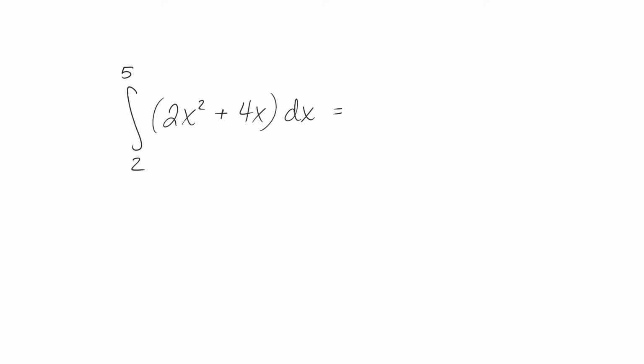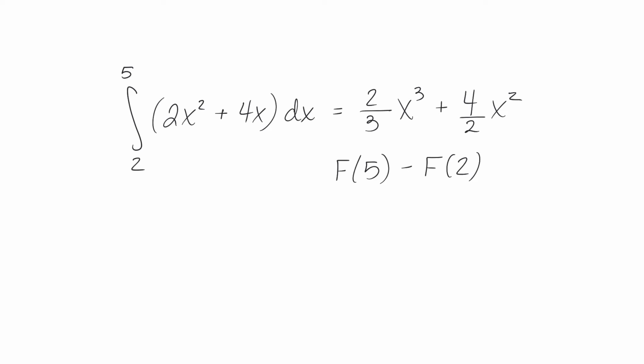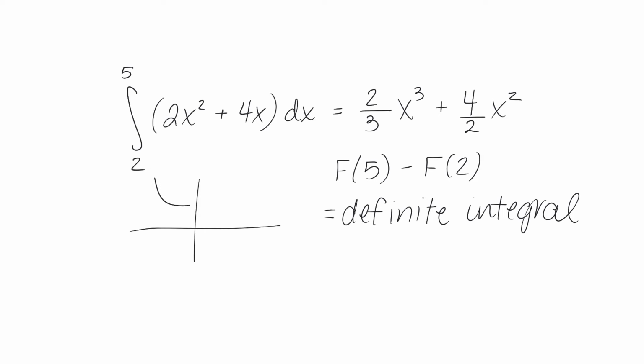So here our antiderivative would be 2/3 x cubed plus 4 over 2 x squared. We would take that and we would plug in F of 5 and subtract F of 2. That will give us the definite integral, right? And that represents the area underneath the curve between 2 and 5. That's it, you're done.